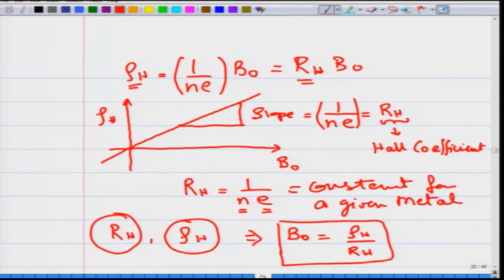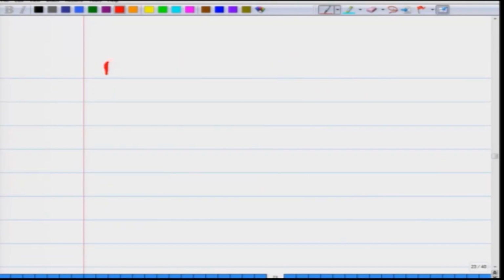Now, Rh that we got is 1 over Ne. E is the charge of the electron, N is the density. So, you know the charge of the electron. Therefore, by measuring Rh you can immediately get an idea of the density of electrons. The density of charge carriers in a material is nothing else but Rh into E. So, it becomes a very useful tool to also measure the density of electrons in a given metal. How many charge carriers are there per unit cc of the material? That is a very important parameter.